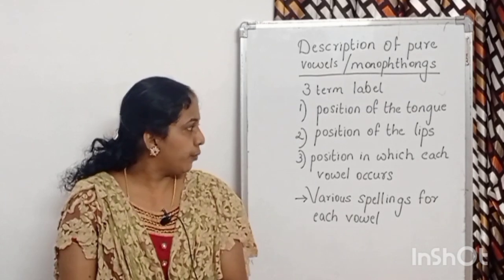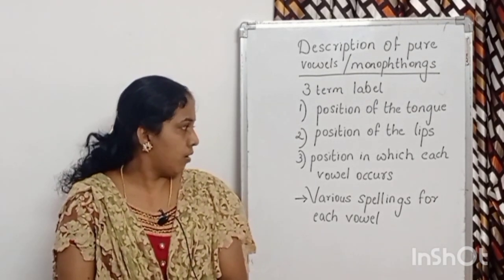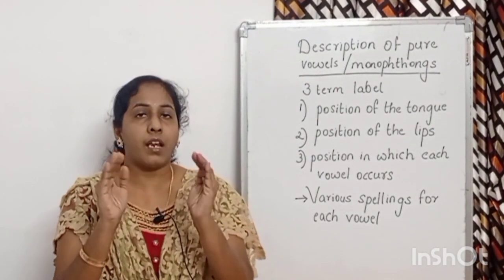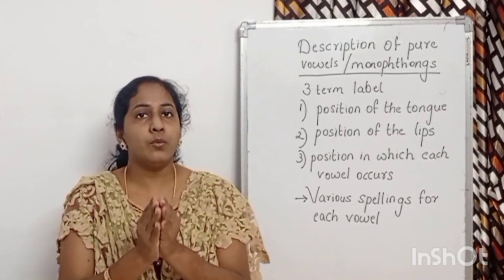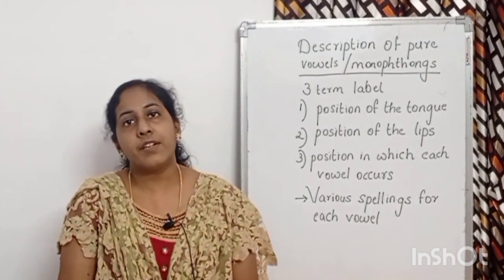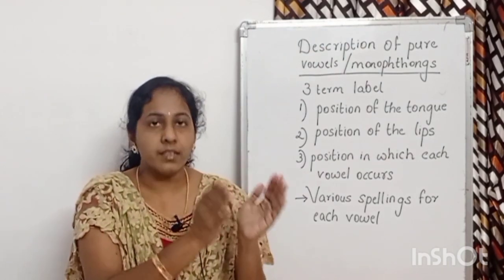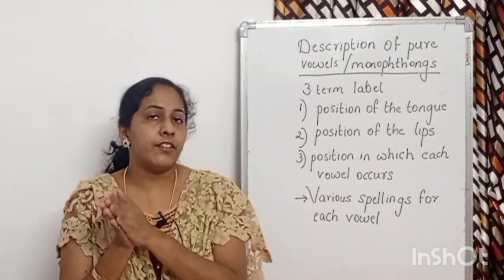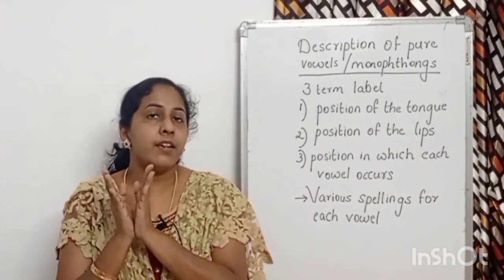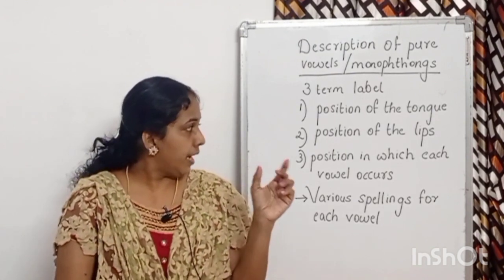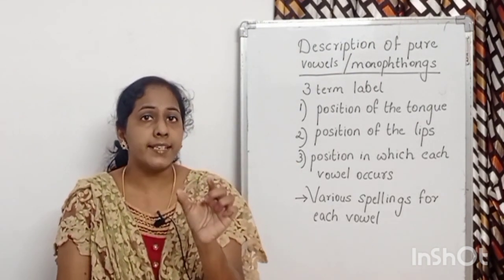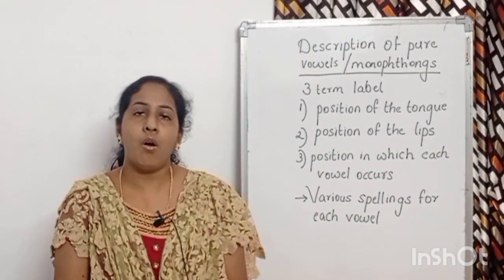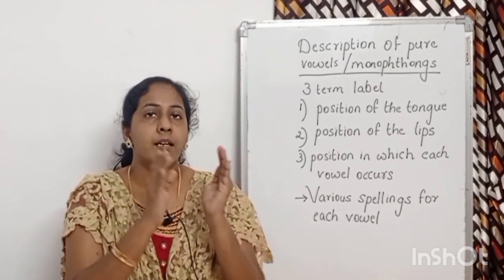Third one is the position in which each vowel occurs. The position in which each vowel occurs means when you take a particular word, you can find the vowel sound. So you have to understand whether the vowel sound occurs initially, that is in the beginning, medially, in the middle, and finally, which means that it occurs at the end of the word. And that too you have to see the vowel sound, not the letter. Usually it is in the beginning, middle and end.